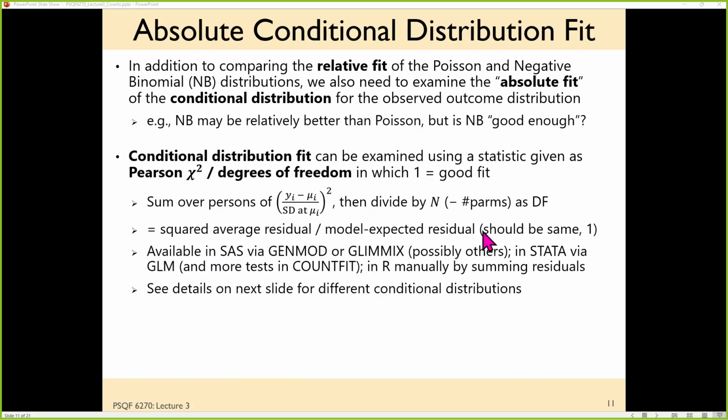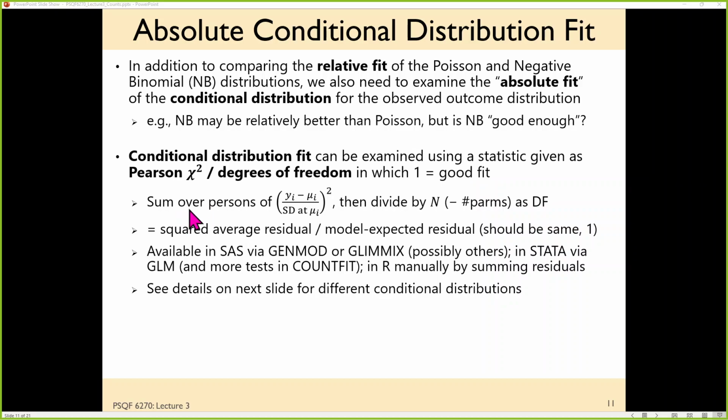So here is something new that we're going to start paying attention to. It's known as conditional distribution fit, and there is a statistic built out of the residuals in your model that is called Pearson chi-square over degrees of freedom. And you're like, is that the same words that I already know from some other thing? Yes, it's the same words, but this is a different thing. My apologies. In this measure, 1 indicates good fit of a distribution to a variable.